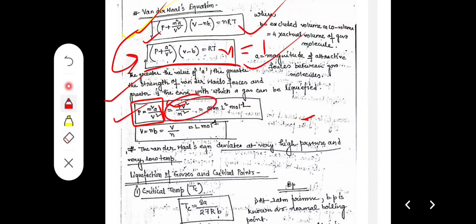That should be a equal to PV squared by n squared. P is the atm, V is liter squared, and n is the mole. Mole squared means mole to the power minus 2. So the unit is atm liter squared mole to the power minus 2.